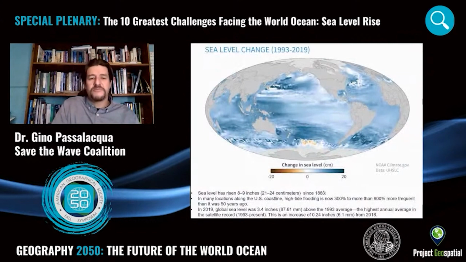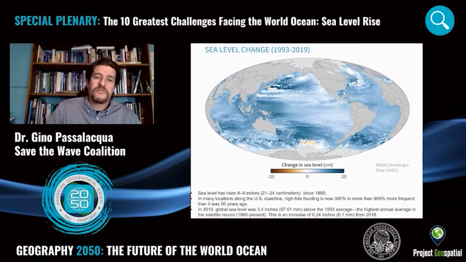As it is well known by now, sea level has risen between 21 and 24 centimeters since 1880. As you can see from this map that you're looking at, the sea level change is not homogenic around the world. There are some areas that have higher sea level change, and some areas that even have a decrease in sea level change, mainly around Antarctica.